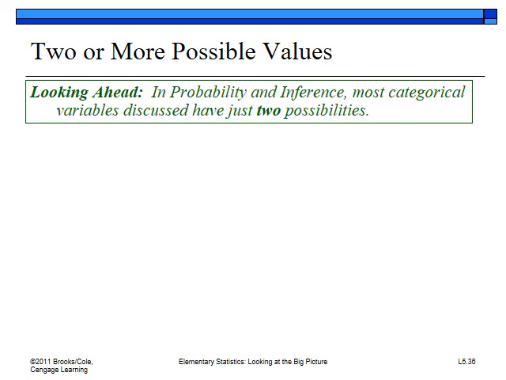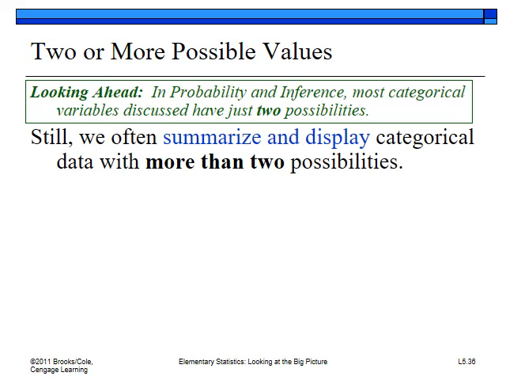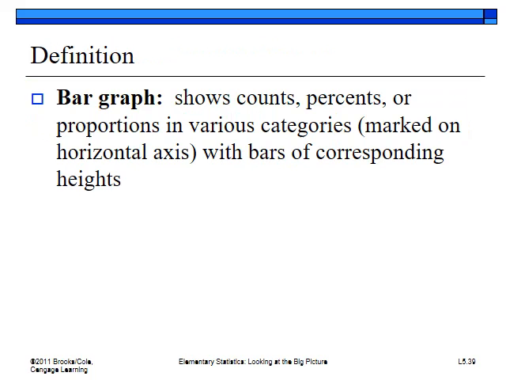When we get on into later sections of the book, in order to keep things simple, most of the categorical variables we will talk about will just have two possible outcomes, a yes or no kind of question. Still, it's worthwhile to know how to summarize and display categorical data when there are more than two possible outcomes. A bar graph is frequently used to display data for a single categorical variable when there's more than one possible response.